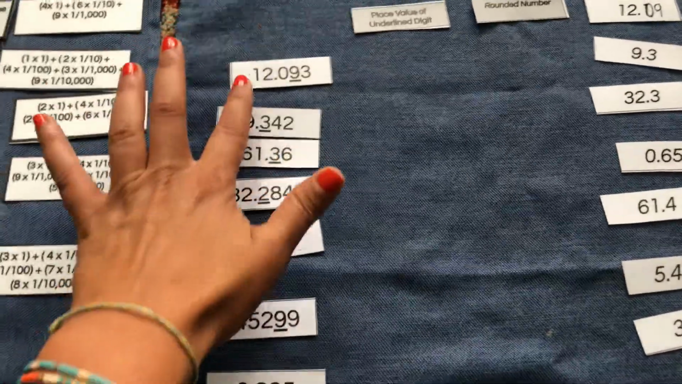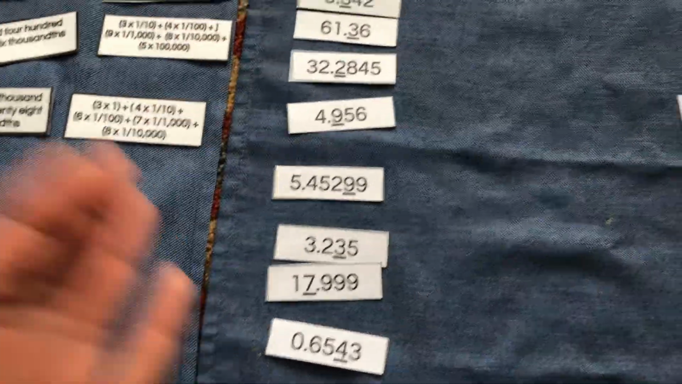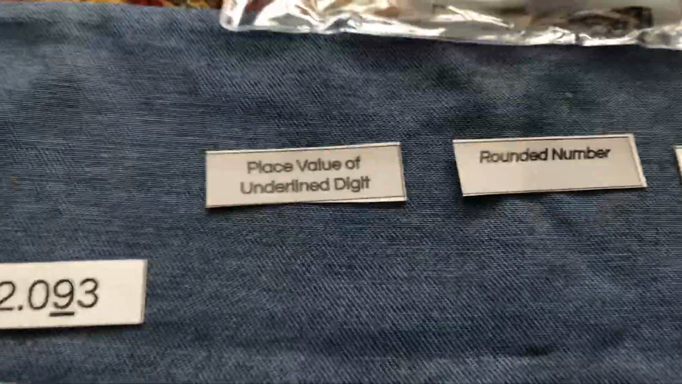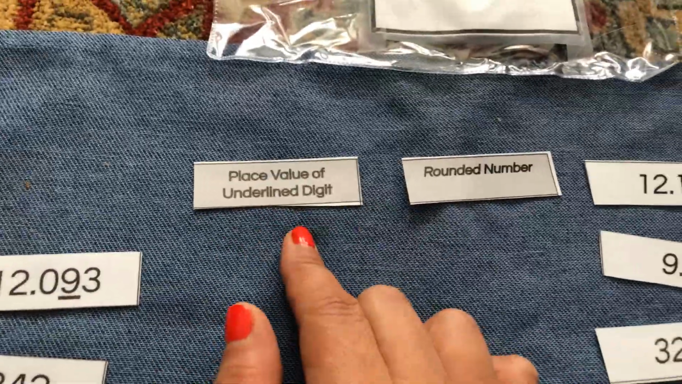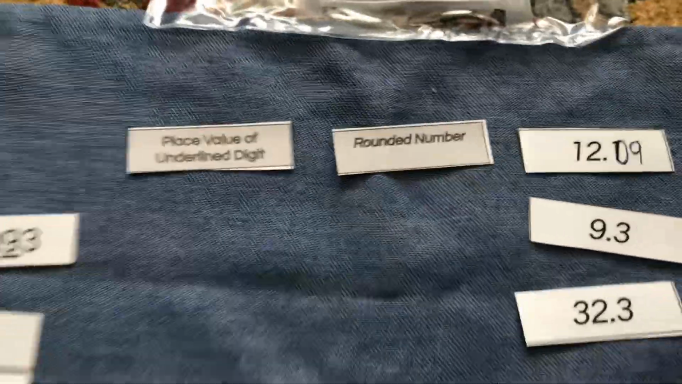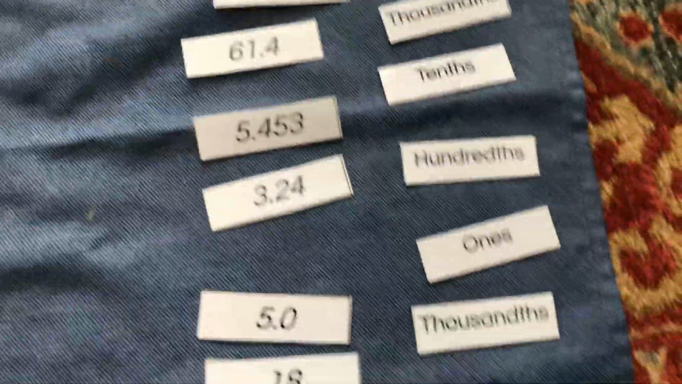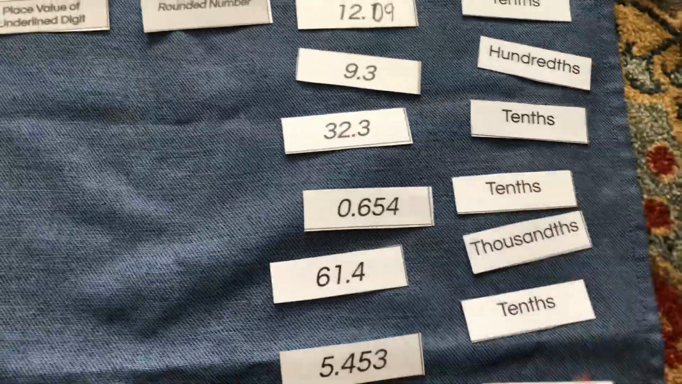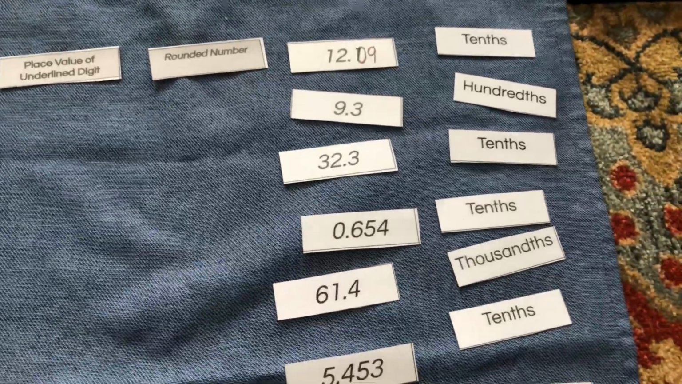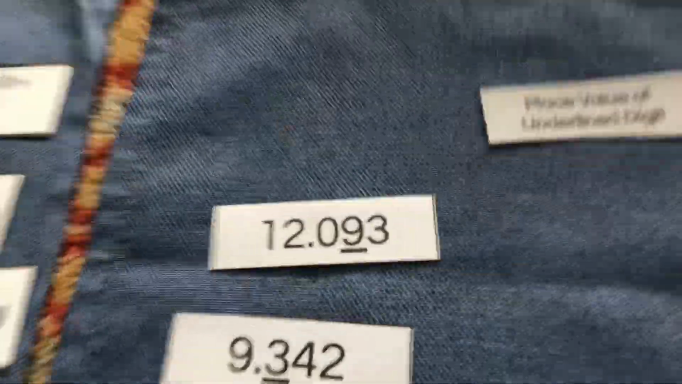And what you're going to do is line up all of the decimal numbers that have something underlined all the way to the left. And then up here at the top, you're going to place the card that says place value of the underlined digit and then rounded number. And then you have 2 more columns of cards. One is the actual rounded number, and one is the place value of the underlined number. So you're going to take a look at the first one.